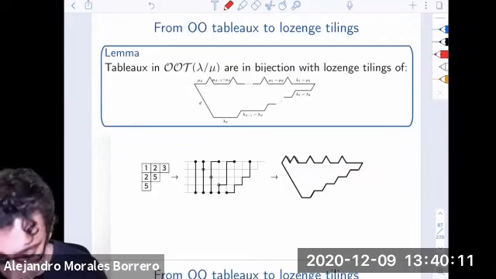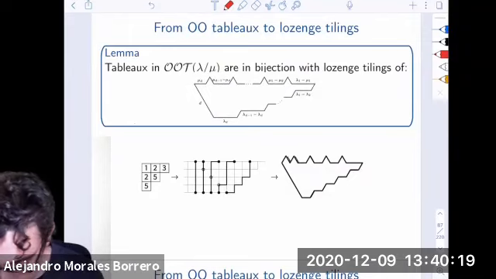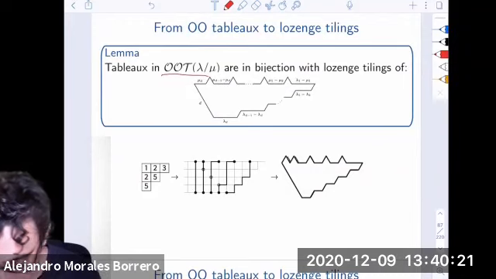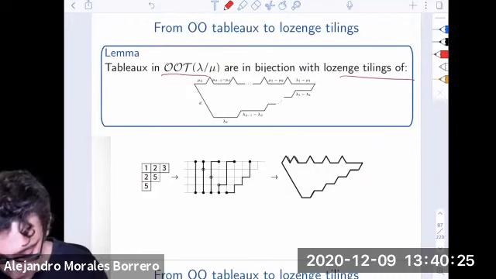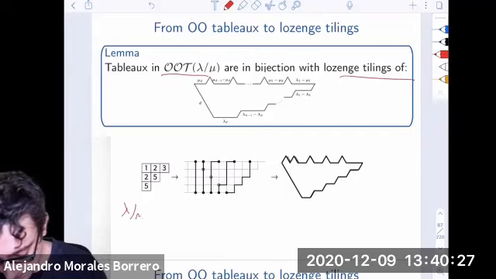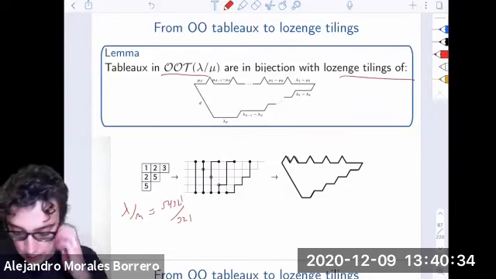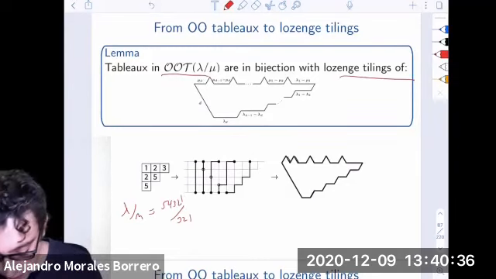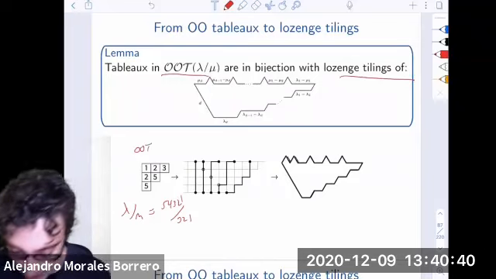Okay, and the first thing is that these Okounkov-Olshanski tableaux, like in the picture from the beginning, are in bijection with certain lozenge tilings. So here's a tableau for the shape. So this lambda mu is just a zigzag. Here is one of the tableaux that satisfies those restrictions I messed up.